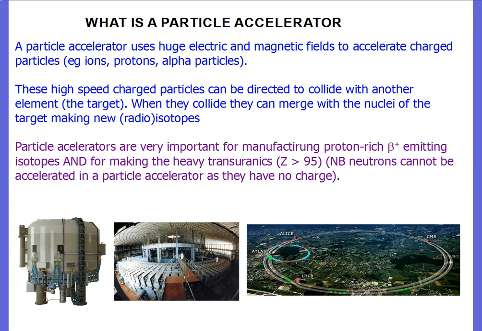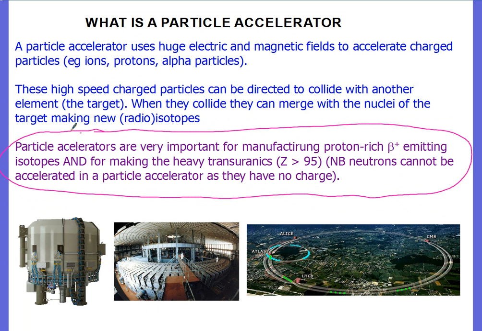Let's move on. The other thing we need to understand to make radioisotopes is particle accelerators. Basically, particle accelerators are huge devices that use electromagnetic fields to accelerate charged particles and smash them into each other. Particle accelerators are very important for manufacturing proton-rich beta plus emitters and also heavy transuranics. And as you can see, this is a medical cyclotron to make medical isotopes.